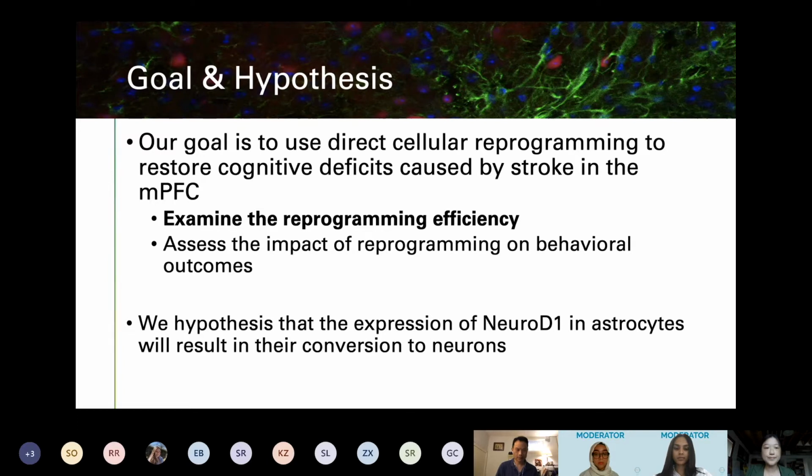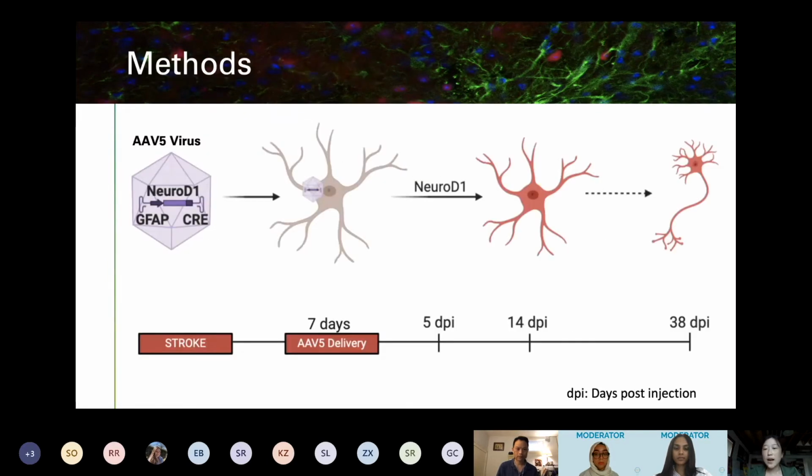to neurons. In terms of how we're actually doing this, we're using something called an adeno-associated virus, and AAV5 in particular. Essentially what this virus does is deliver NeuroD1 to astrocytes under the control of a GFAP promoter. Remember how I mentioned that astrocytes express GFAP. So this virus is going to get into cells, but only if the cell expresses GFAP is it then going to be able to deliver its vector, which includes NeuroD1, to the cell.